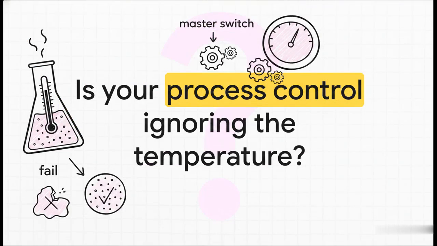Look back at the batches that failed quality control last month. Take a hard, honest look at your process controls today and ask yourself, is treating temperature as an afterthought the real reason behind your batch inconsistencies? Are you actively managing the master switch, or are you just letting the machine dictate your thermodynamics?